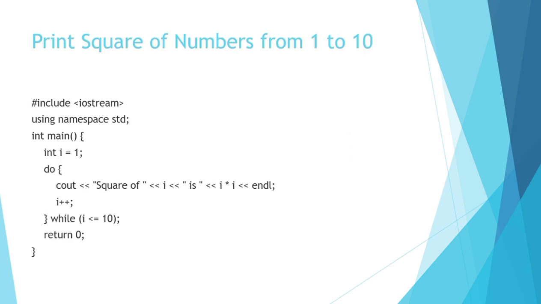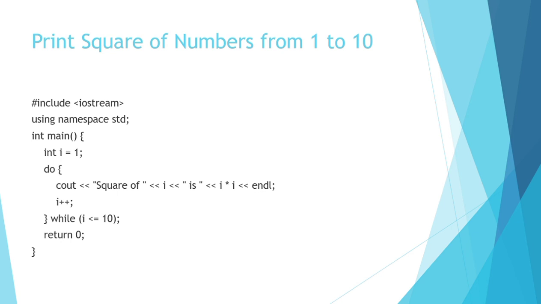Print square of numbers from 1 to 10. int i = 1. The variable i is initialized with the value 1. This variable i will serve as the counter that starts from 1 and will be used to calculate the square of each number from 1 to 10. In the first iteration, i is 1, i equals 2 in the second iteration, and so on. The loop continues executing until i exceeds 10, when i equals 11, at which point the condition becomes false and the loop terminates.